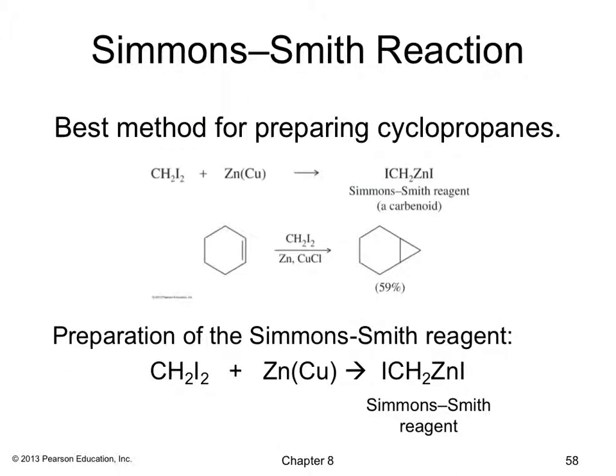So for the Simmons-Smith reaction in preparing carbenes, you have CH2I2 in the presence of zinc-copper amalgam, generating your Simmons-Smith reagent, which is ICH2ZnI. In the presence of an alkene and the reagent, you generate cyclopropanes. And so essentially it is in generating this Simmons-Smith reagent that allows you to generate the carbene and allows you to form the cyclopropane.